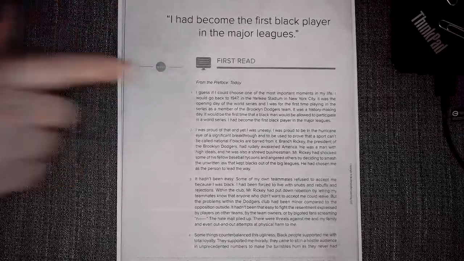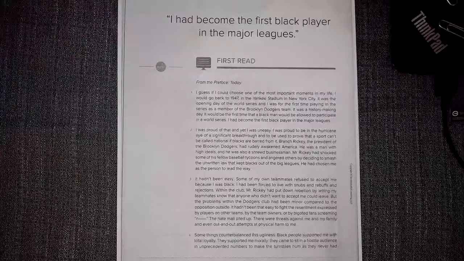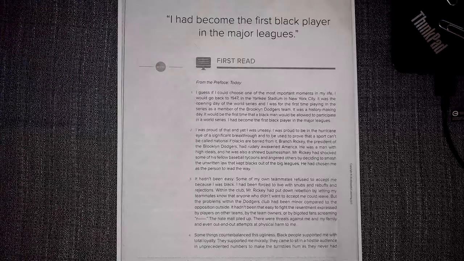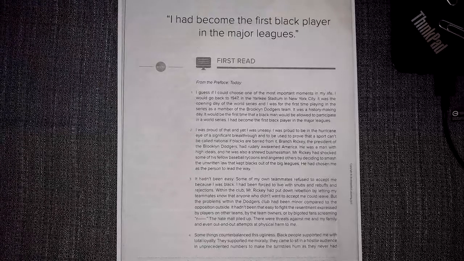I guess if I could choose one of the most important moments in my life, I would go back to 1947 in the Yankee Stadium in New York City. It was the opening day of the World Series, and I was for the first time playing in the series as a member of the Brooklyn Dodgers team. It was a history-making day. It would be the first time that a black man would be allowed to participate in a World Series. I had become the first black player in the major leagues. I was proud of that, and yet I was uneasy.